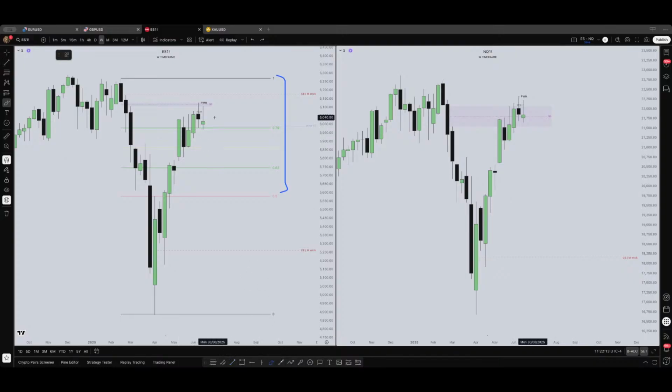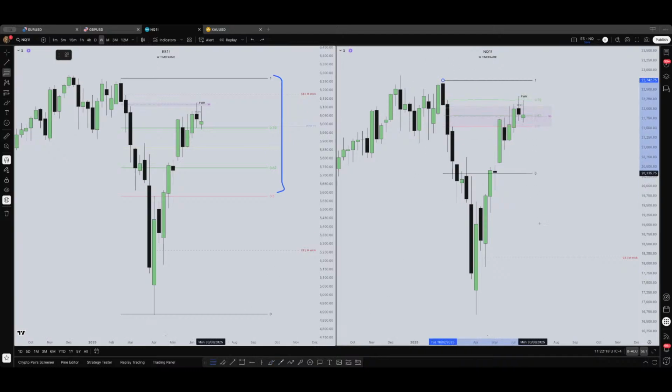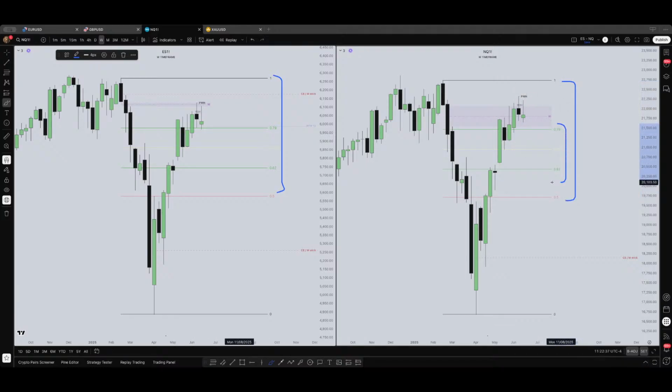So now both of our charts are in premium. My normal thinking is I'm expecting price to retrace because it's at a high level of premium. Okay, so this is, for me, the last resistance, if price wants to retrace again.